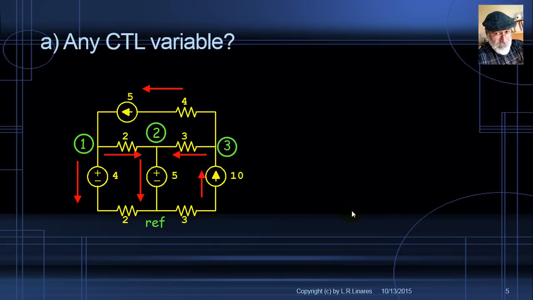The same if you have a controlling current or a controlling voltage, the directions are already given for you. The first question we always ask when we solve a circuit in MNA is, is there any controlling variable? In this case, no, there isn't. There is no controlled variable, no square rhomboid source, so no CTL equation, no CTL variable.